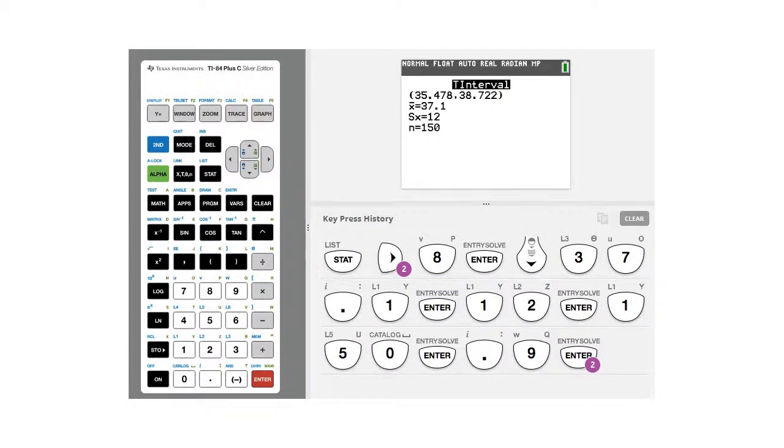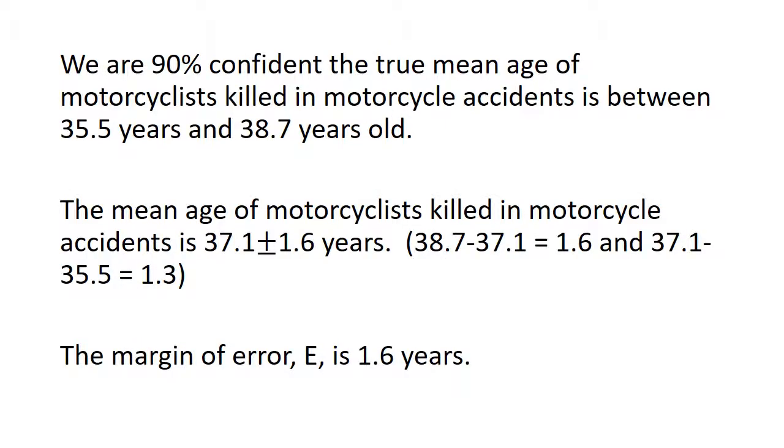And you'll see we have a different confidence interval, but it's the same format: parentheses with a lower bound and an upper bound. We are 90% confident the true mean age of motorcyclists killed in motorcycle accidents is between 35.5 years and 38.7 years old. So we again round to the same number of decimal points as the sample mean and standard deviation that are given.